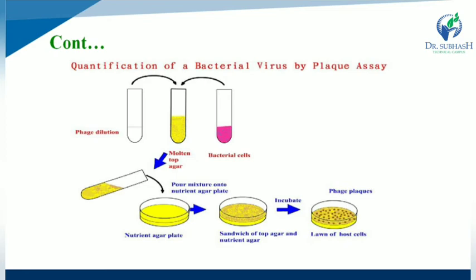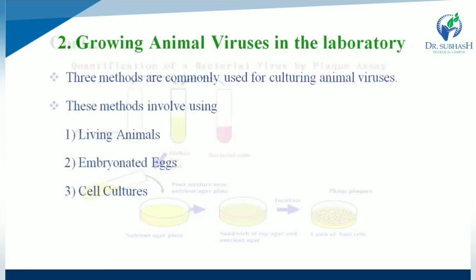First, phage dilution occurs. The molten top agar is yellow in color, and the bacterial cells are pink in color. Next, the molten top agar is poured onto the nutrient agar plate. The nutrient agar and top agar form a sandwich and are incubated for some time period, and phage plaques are formed.